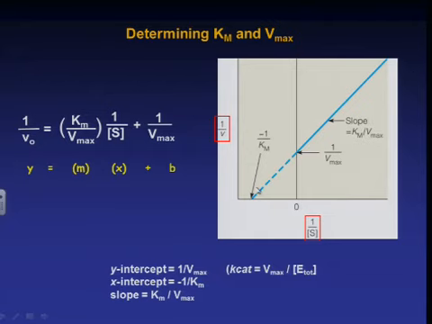When you get the straight line, first of all, you know from this, Km over Vmax is the slope. But when you project this line down to the x-intercept, when at the x-intercept, what is the value of y?